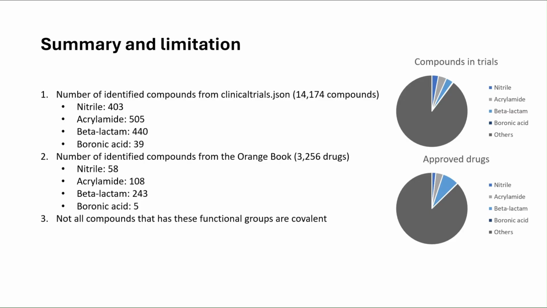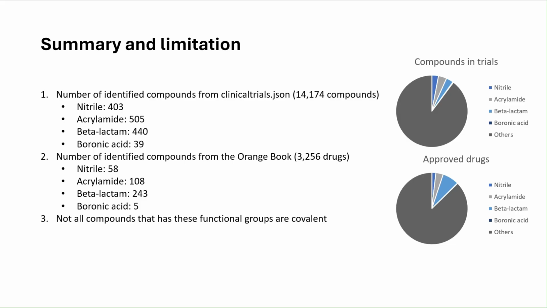To summarize the results of this project, I have analyzed compounds in clinical trials and compounds from the Orange Book, which contains all FDA-approved drugs. On the day I downloaded the input data, there are just over 14,000 compounds in clinical trials. The number of identified covalent compounds in each category is summarized here. Likewise, I listed the number of identified compounds from the 3,256 FDA-approved drugs.